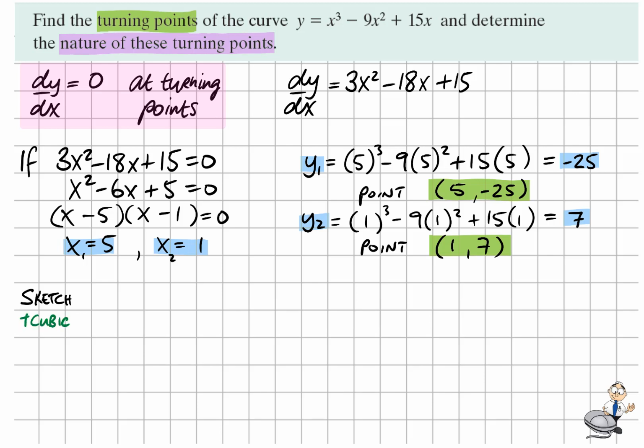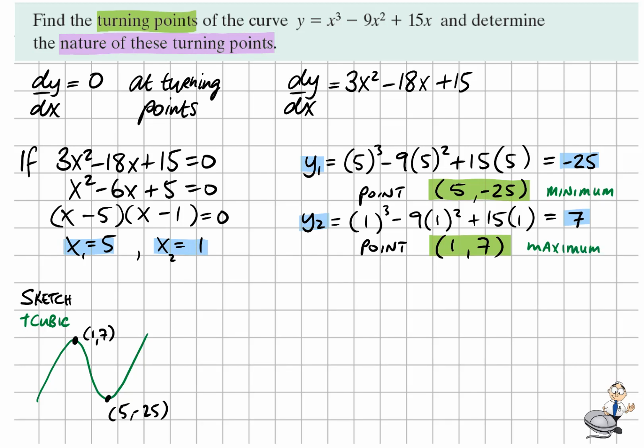Now we actually could tell this already by just looking at it. We can see that the nature of a cubic, we can see the one obviously with the highest y value, that's the maximum. So the 1, 7 is a maximum, and the 5, negative 25, that has to be a minimum just by comparing the two of them. And we could see it from the shape of the curve as well.